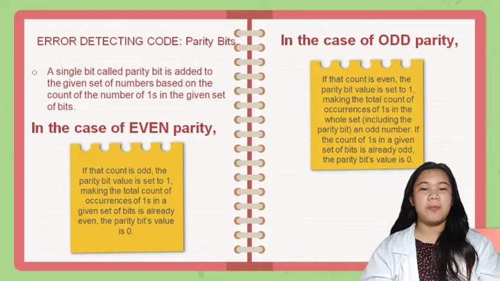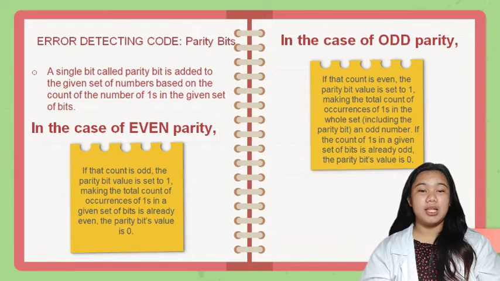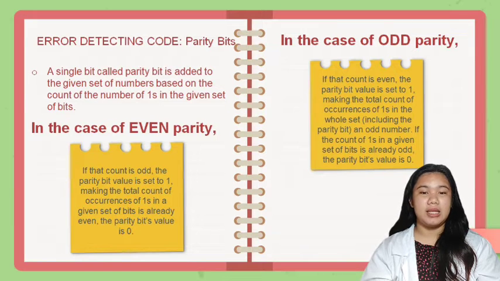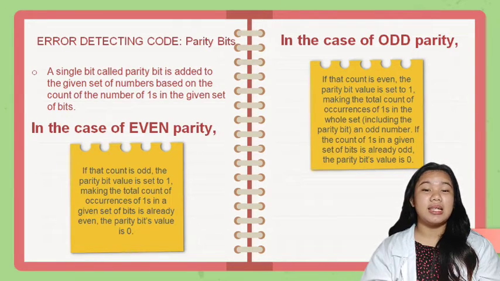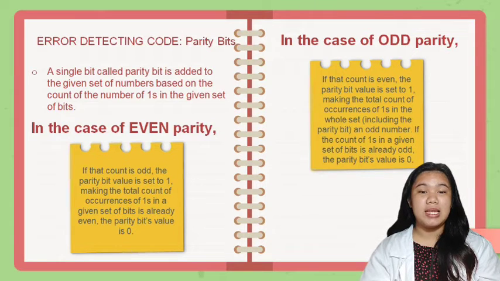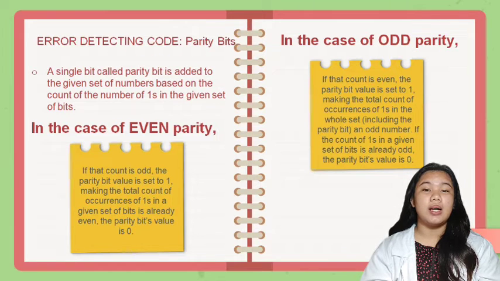Error detecting code, parity bit. A single bit called the parity bit is added to a given set of bits based on the count of the number of ones in the given set of bits. So here we can see in the case of the even parity, if the count is odd, the parity bit value is set to 1, making the total count of ones in the given set of bits even. If the count is already even, the parity bit value is 0.